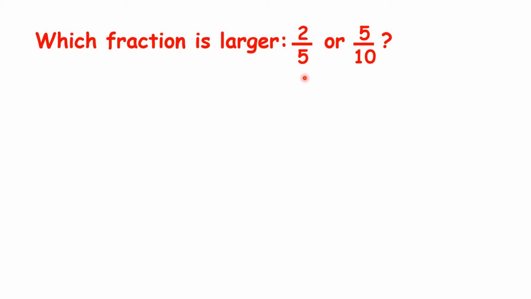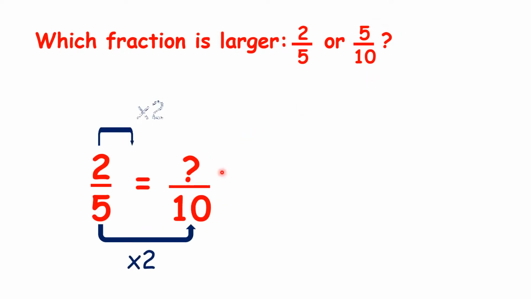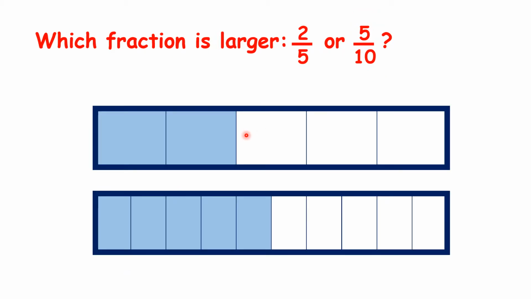Now what about 2/5 and 5/10? We find the equivalent fraction, and as 4/10 is less than 5/10, 5/10 is the larger fraction. And we can see here, if we change 2/5 into tenths, we only have 4/10, so 5/10 is larger.